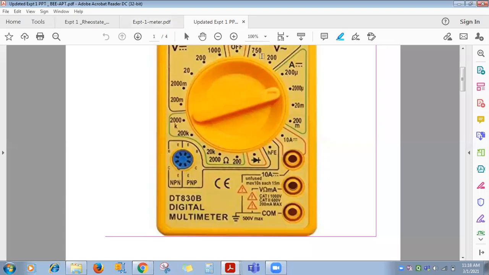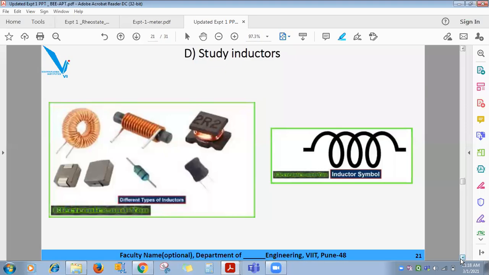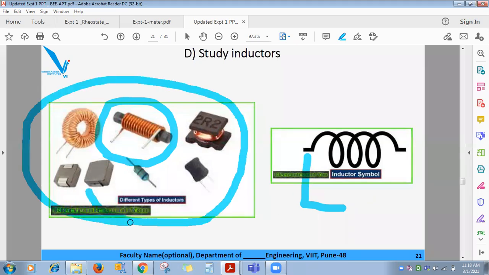Now what about the inductor? Inductor means any coil you take and wrap with a few turns like this, so it will act as an inductor. Every coil has some self inductance, denoted by capital L. Its unit is Henry. It is the property of a coil which opposes the change in current through it. If you are increasing the current in the circuit, it opposes the increase in current. If you are decreasing the current, it opposes the decrease in current. These are the various types of inductors.